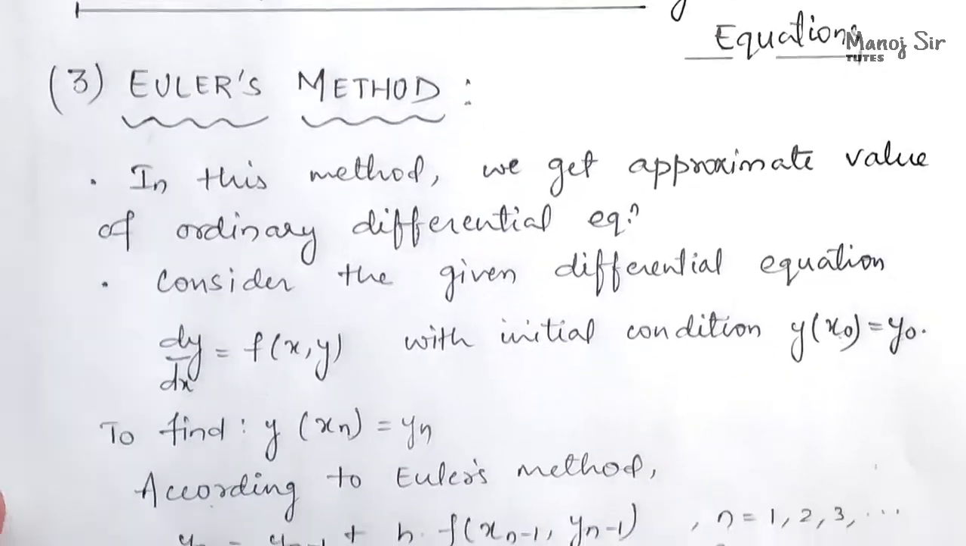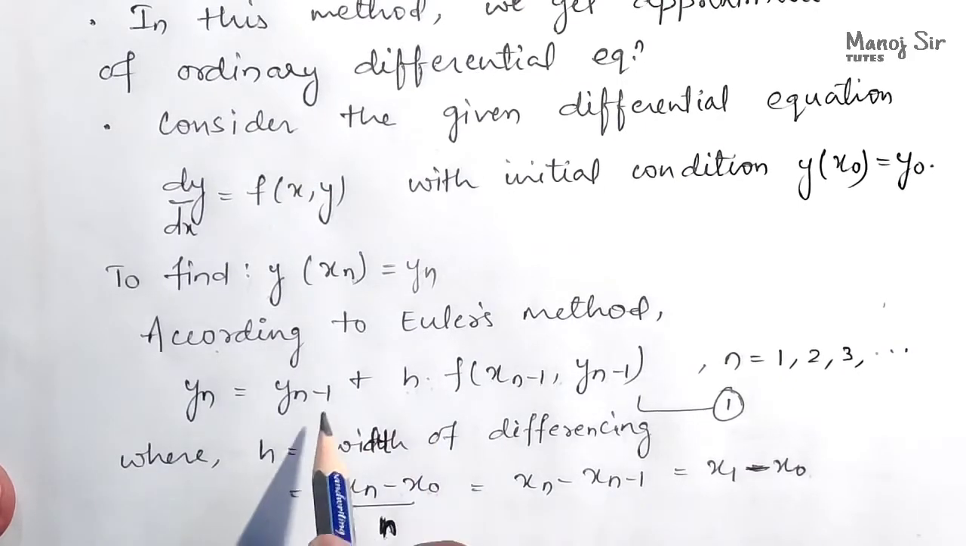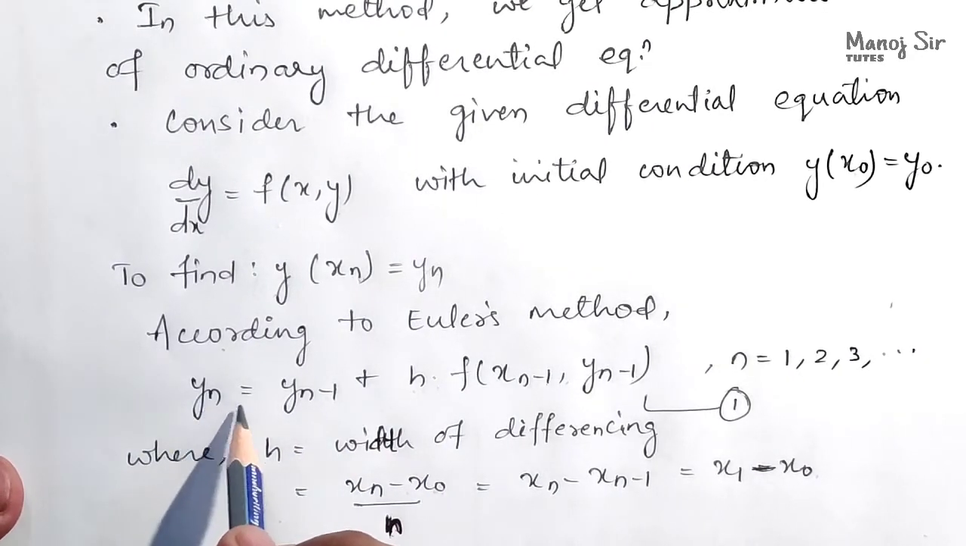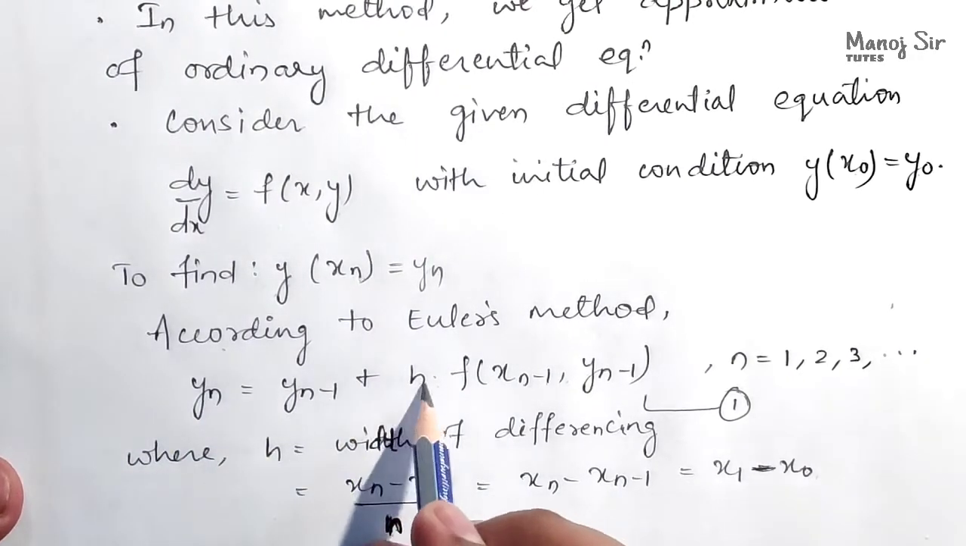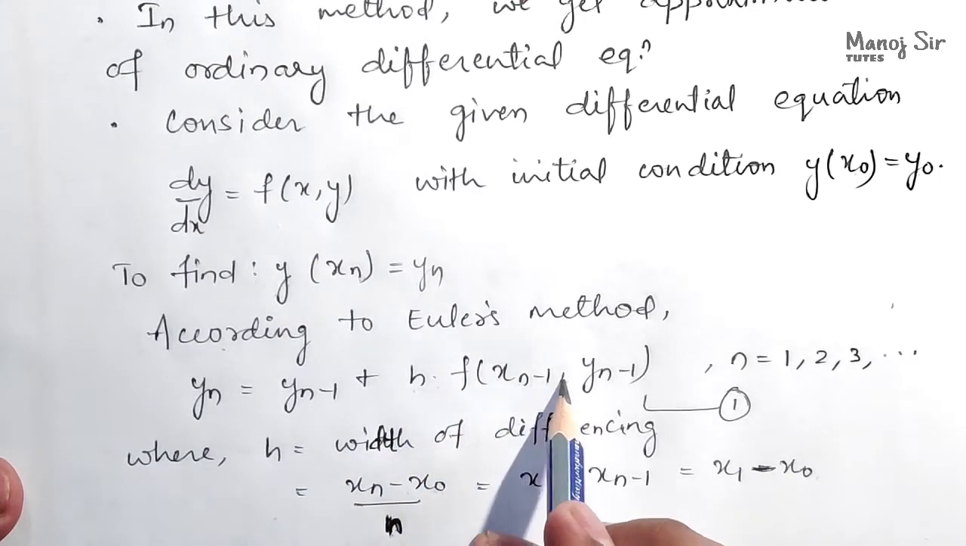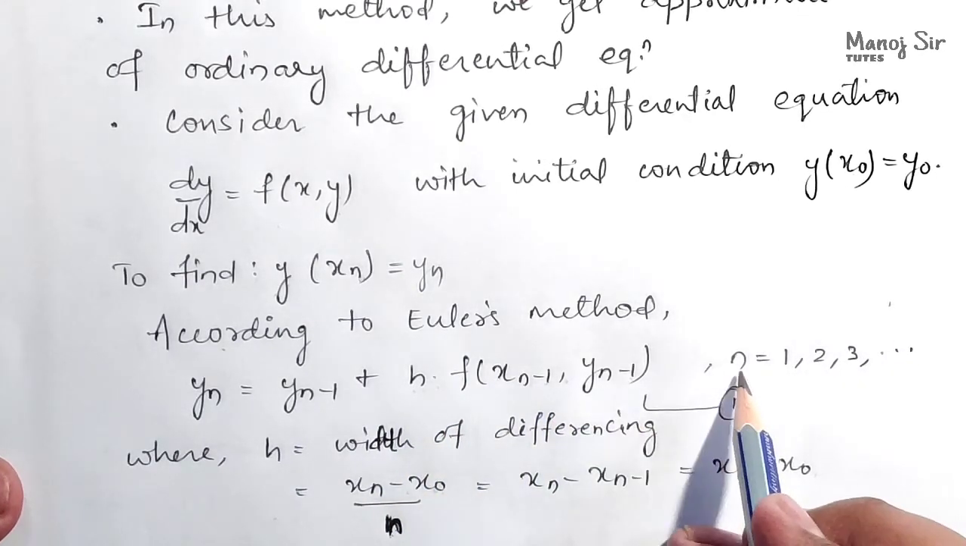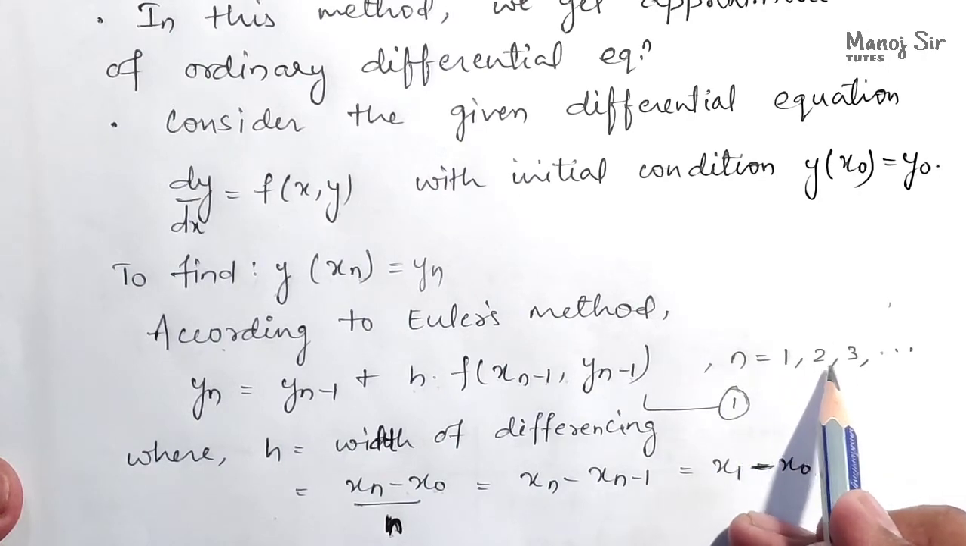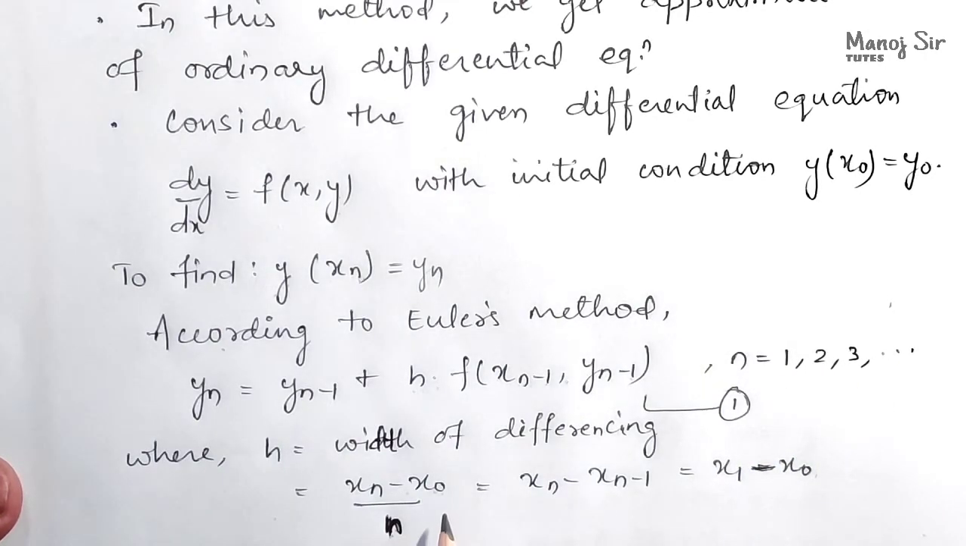Let's suppose this y value is yn. So according to Euler's method, we have this formula, that is yn equals yn minus 1 plus h into f of xn minus 1 comma yn minus 1, where the value of n ranges from 1, 2, 3, 4 up to infinity. What is h? h is the interval size, or you can say the width of differencing.